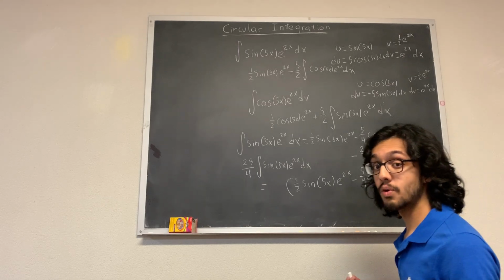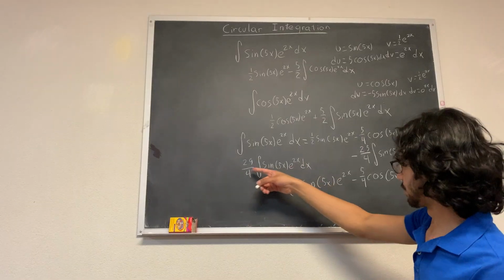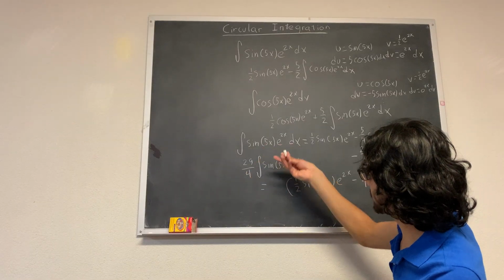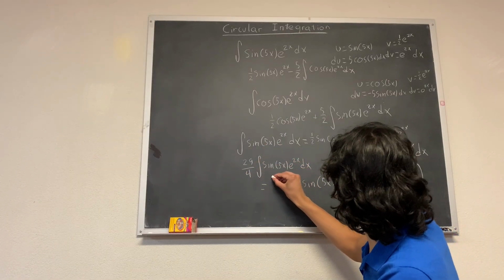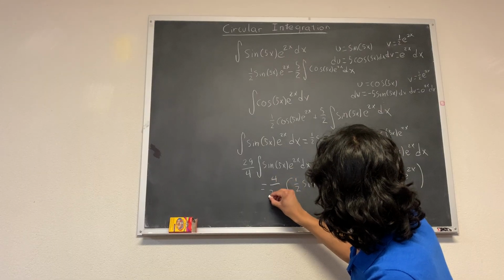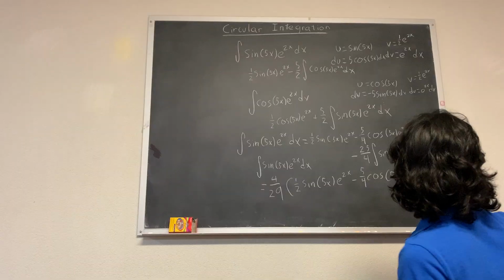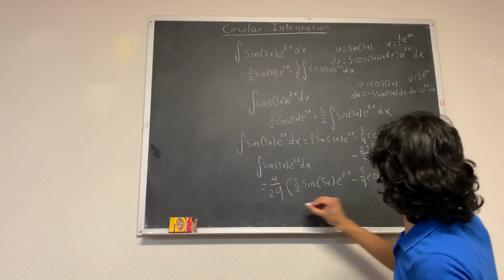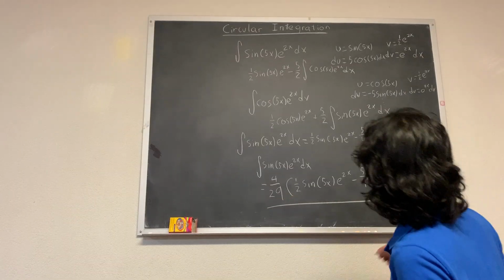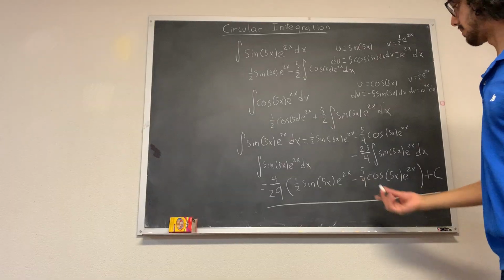Now the last step we want to do is we're only solving for this integral. We don't need this constant at the front. So we're just going to take the reciprocal of that to undo it, and it's going to go to 4/29. So finally, we have our answer. Let's put the plus c at the end. And this is it. Yeah, this is a lot of work for this problem.